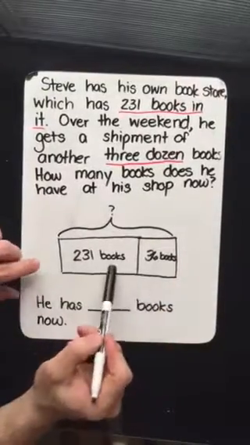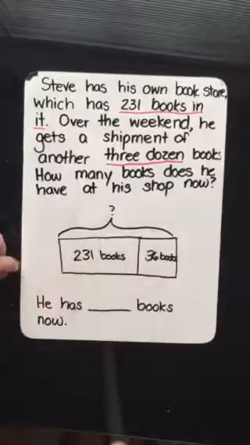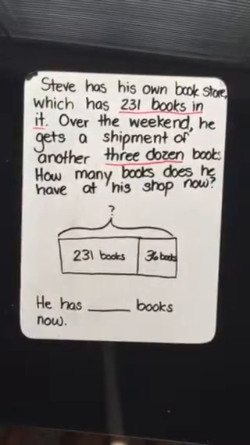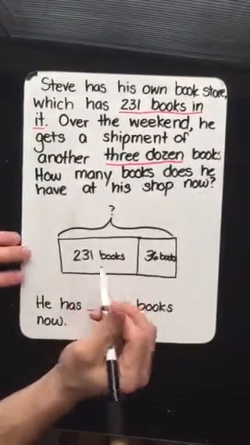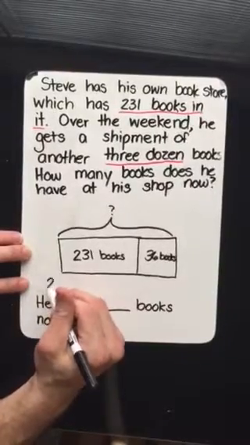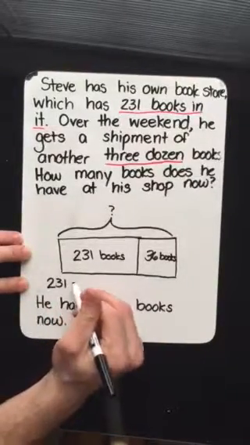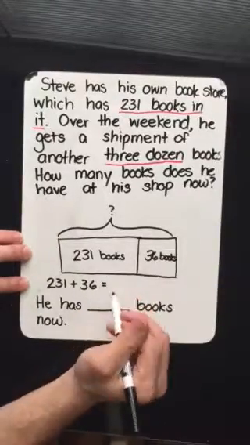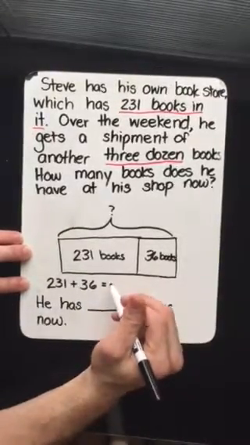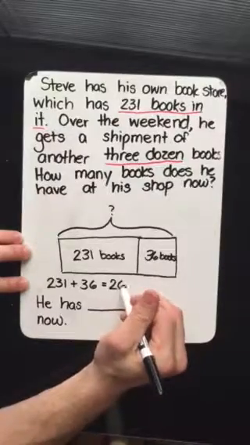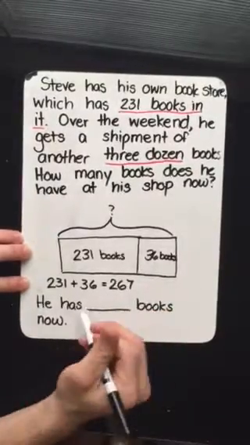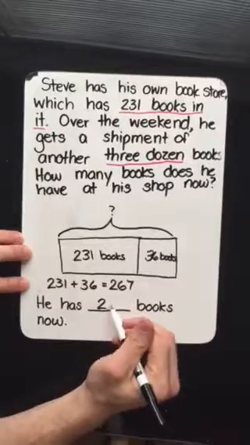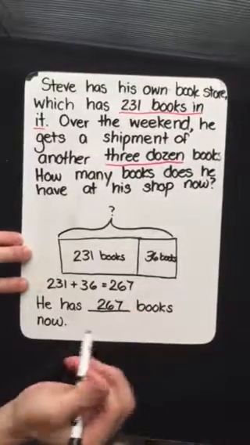This shows the student that we now have both parts, and we do not know our whole yet. But we can do that, we can figure it out by adding. So we can do 231 plus 36 equals, and I know that that will be 267. So he has 267 books now.